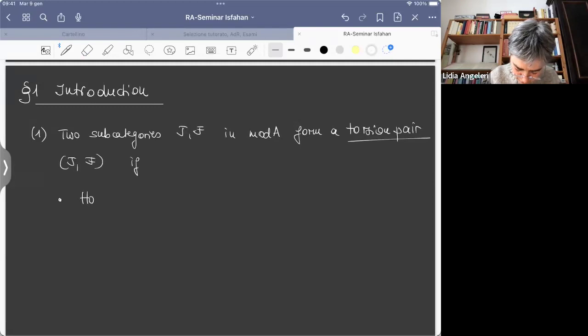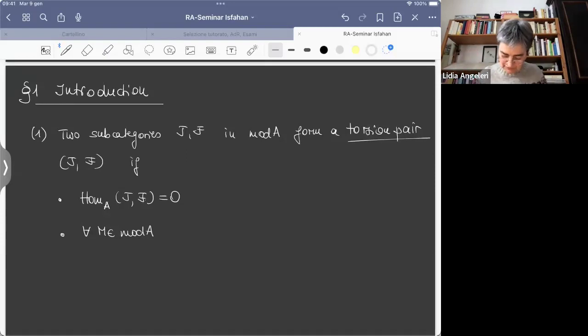First of all, there are no maps from T to F. And secondly, every module has a canonical decomposition in some sense, by a short exact sequence where M is the middle term of a module in T with quotient in F.